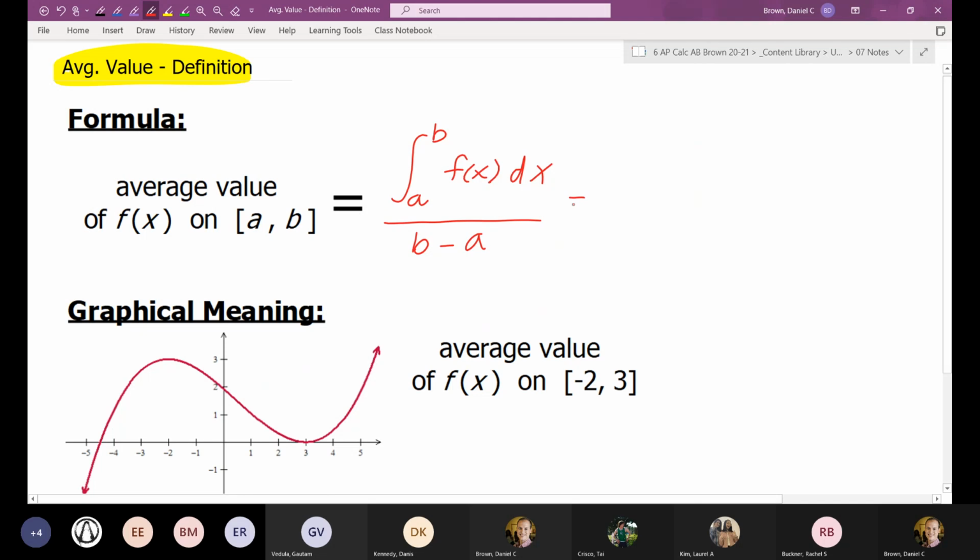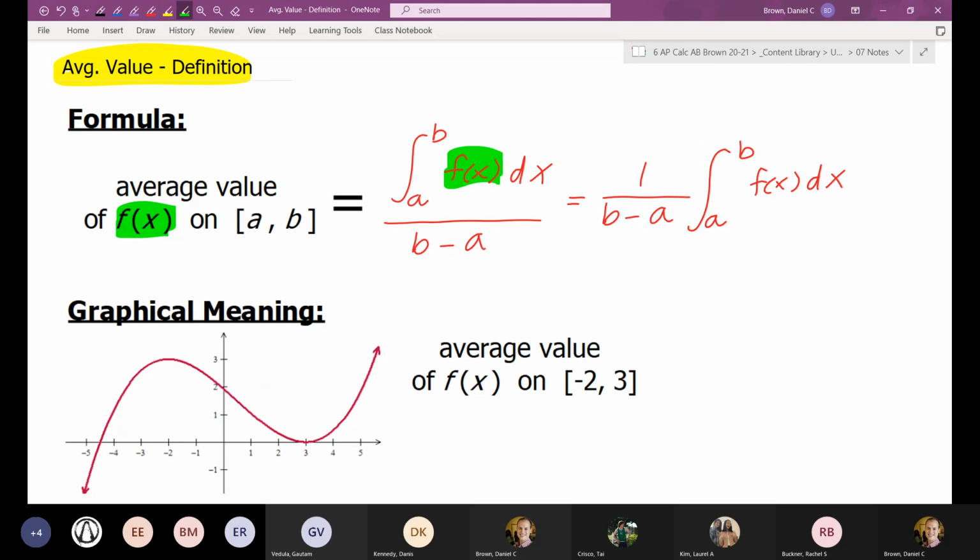On the AP exam, and I often write it this way as well because it's a little less complicated, instead of putting everything over b minus a, it will be written in front as a coefficient. But you should be able to recognize that those two expressions mean the same thing. I did want to emphasize this is called the average value of f of x, and that is what is being plugged into the function. Whatever function you are integrating is the one you're finding the average of. That is going to be a big idea with this, and very useful when we're doing word problems. So what you're integrating is the function you're finding the average of.